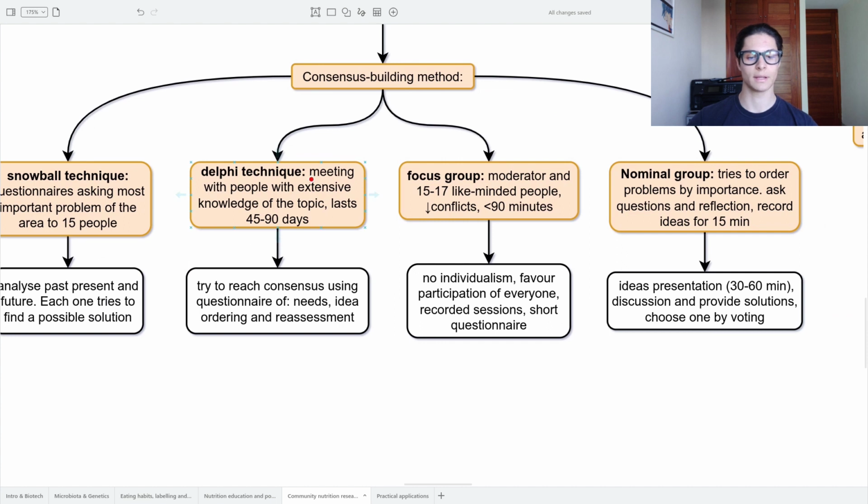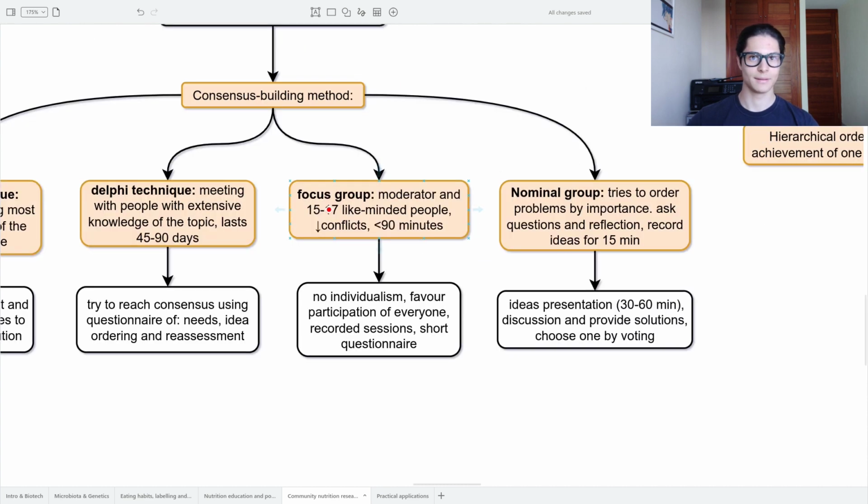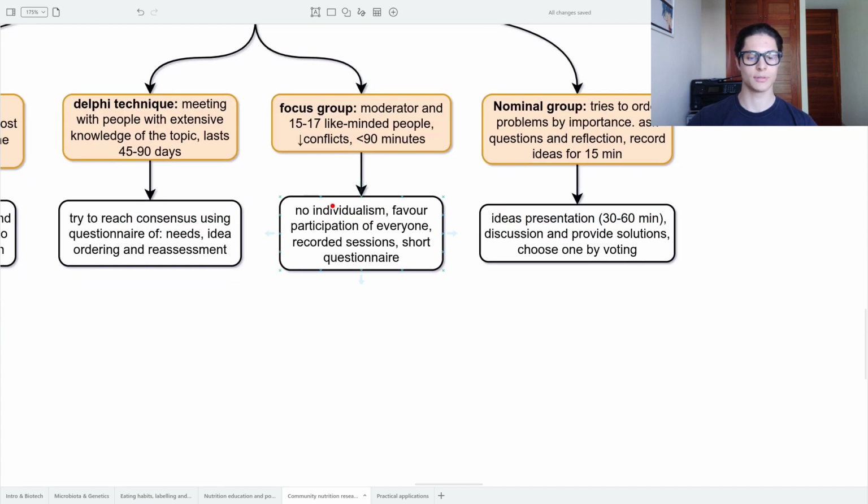Then we have the Delphi technique. This is a meeting with people with extensive knowledge on the topic, and it lasts for 45 to 90 days. Here we try to reach a consensus using questionnaire of needs, idea ordering, and reassessment. Then we have a focus group. Here there is a moderator and 15 to 17 like-minded people. Here there are no conflicts, and this should last less than 90 minutes. In this method there is no individualism, we have to favor the participation of everyone, and this has recorded sessions, together with a short questionnaire at the end.